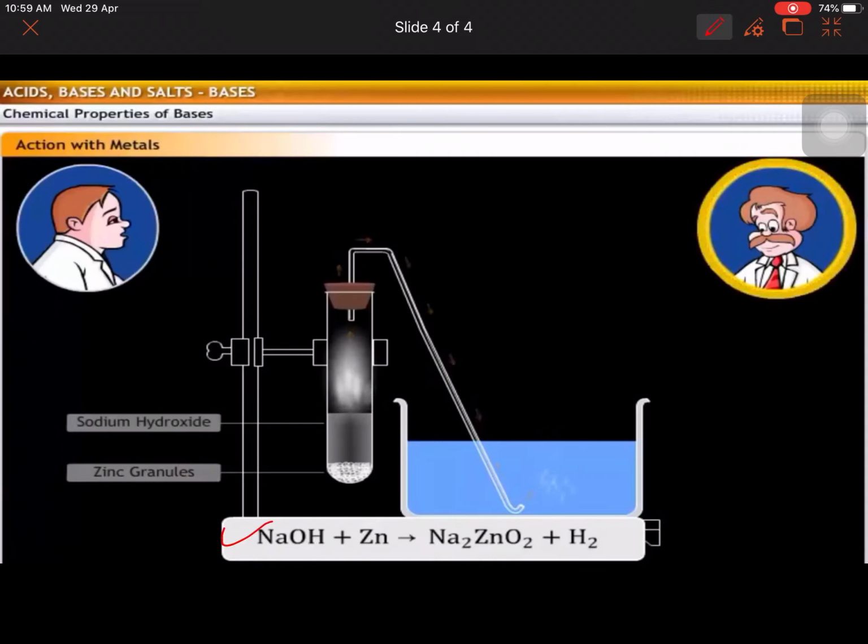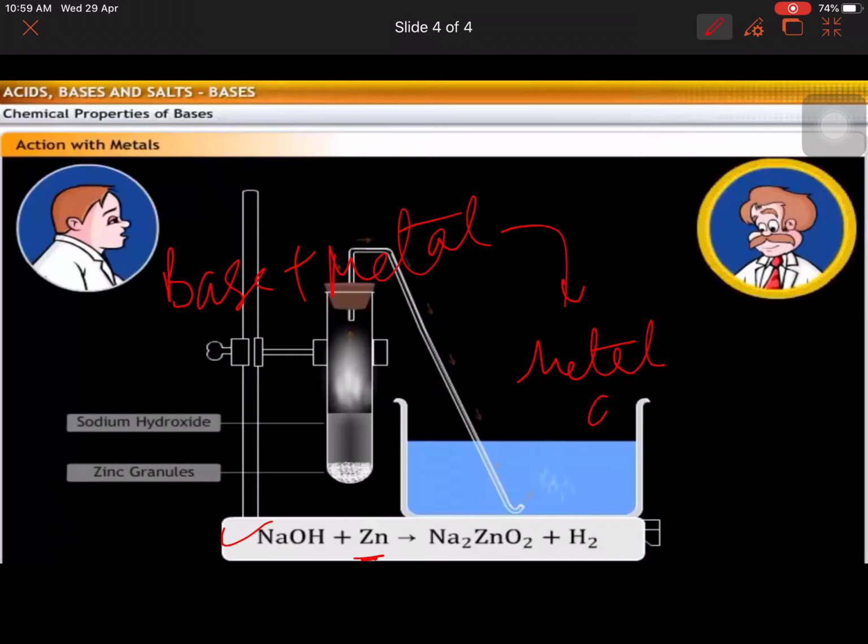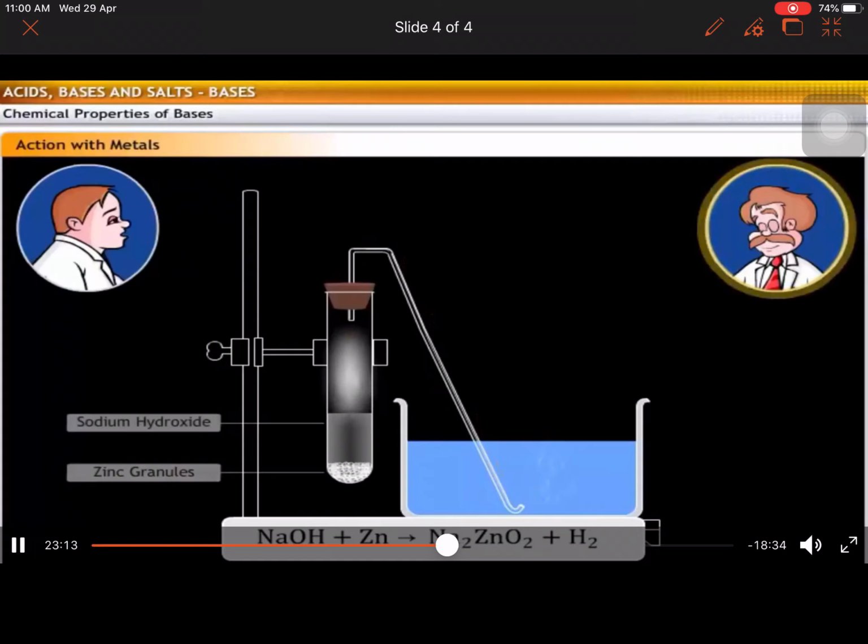Base plus metal, what do they give? Metal oxide plus hydrogen. So when bases react with metal, they give metal oxide and hydrogen gas. This is the same reaction as we have discussed in acids, when acids react with metal.